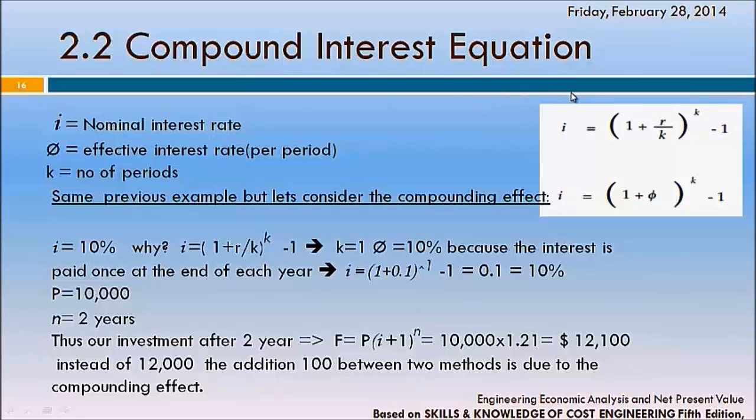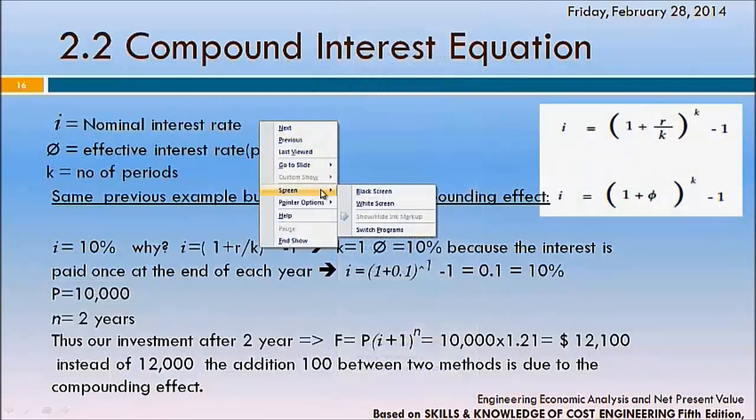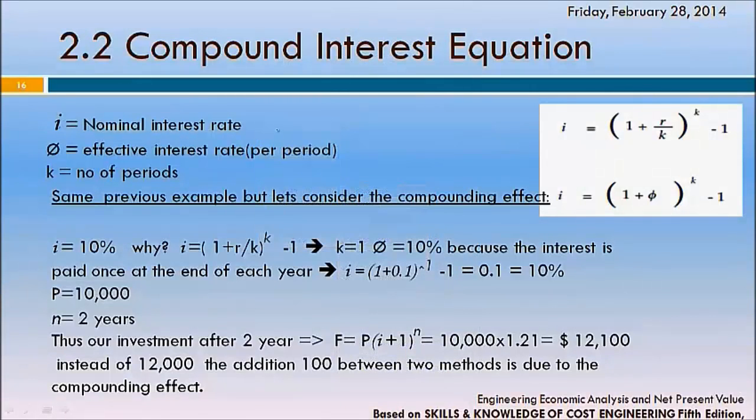So I just cleared the screen to have more place to write. You will ask why we didn't explain this formula. We just solved the example assuming that I, the nominal interest rate, equals 10%. But how did we get this? Why did we get the interest rate equal to 10%? The nominal interest rate does not have to be equal to the effective interest rate. Sorry for my handwriting again. So not necessarily equal to the effective interest rate.